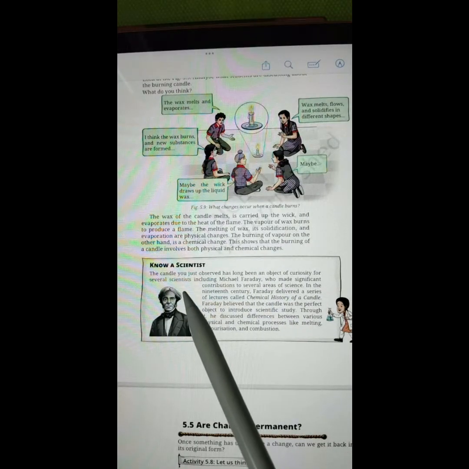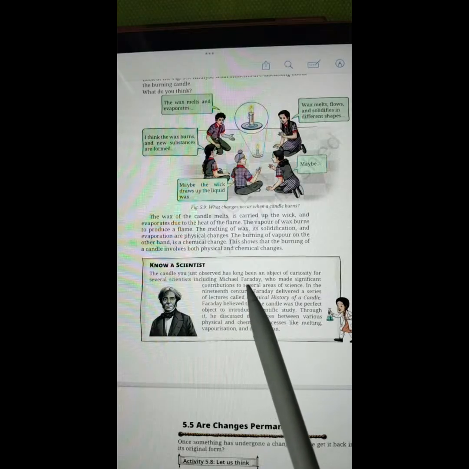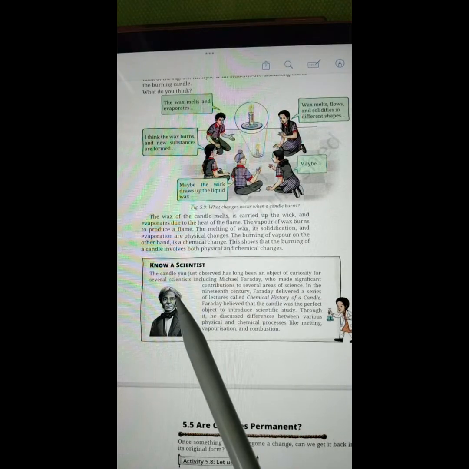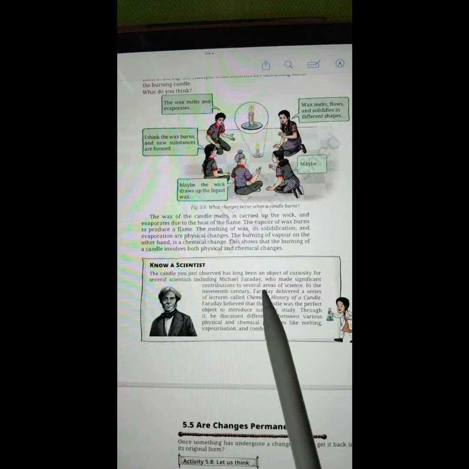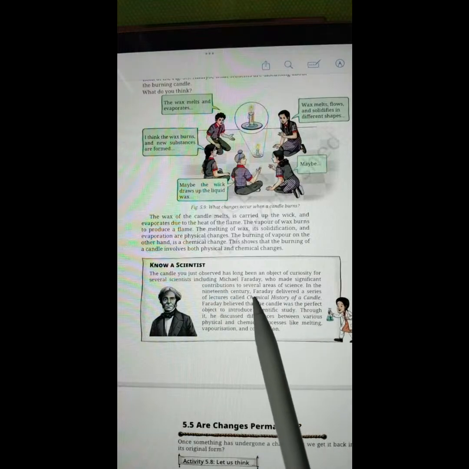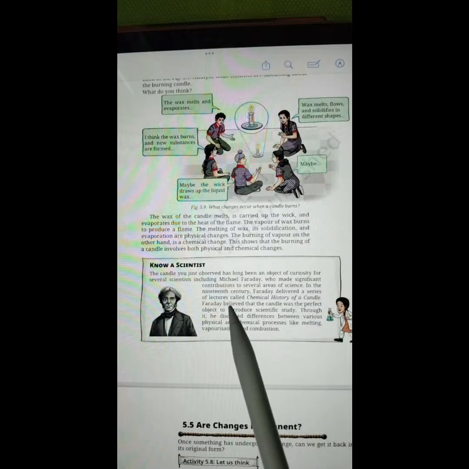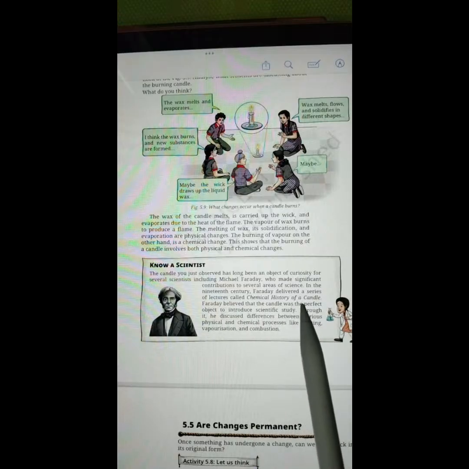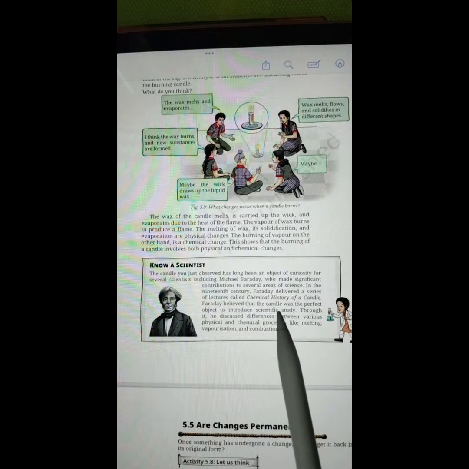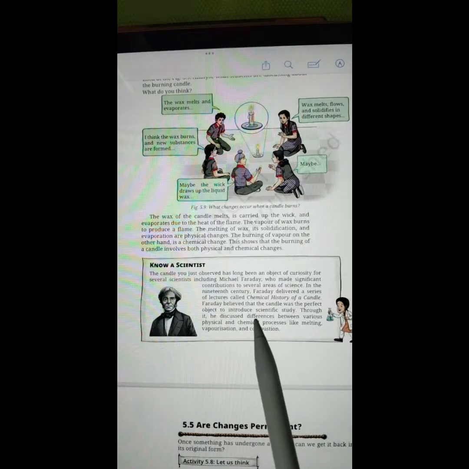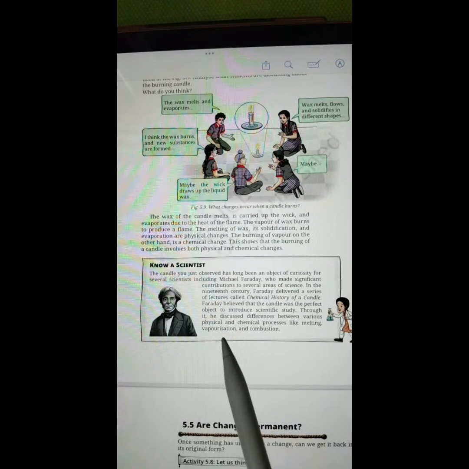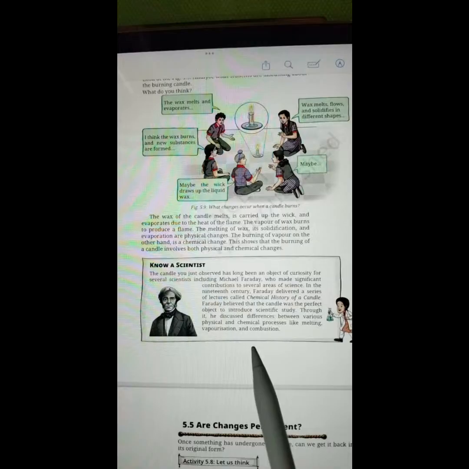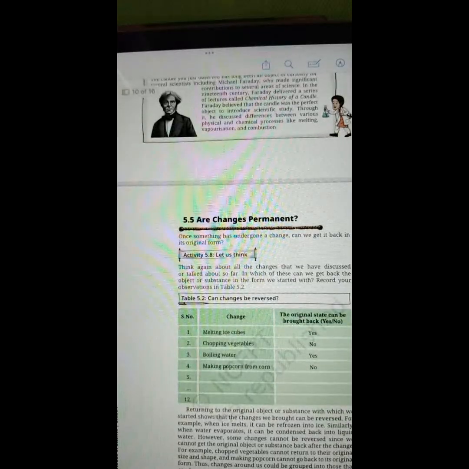Know a scientist. The candle you just observed has long been an object of curiosity for several scientists, including Michael Faraday, who made significant contributions to several areas of science. In the 19th century, Faraday delivered a series of lectures called Chemical History of a Candle. Faraday believed that the candle was the perfect object to introduce scientific study. Through it, he discussed differences between various physical and chemical processes like melting, vaporization, and combustion.